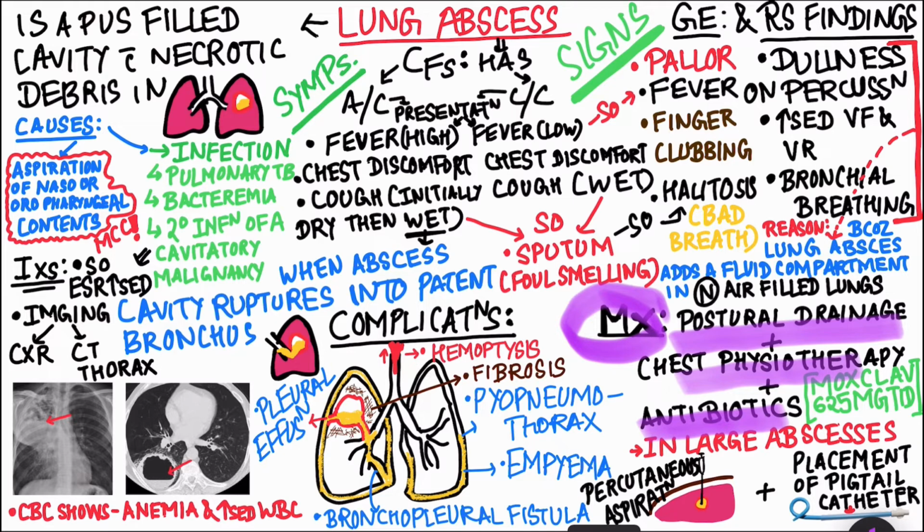In case of a large lung abscess, we can do percutaneous aspiration, as you can see here. With the help of a needle which is inserted into the lung abscess area, we just aspirate the abscess, and along with that we can put a pigtail catheter, which you can see here. This is the pic of a pigtail catheter. So pigtail catheter and percutaneous aspiration is done in case of a large lung abscess. So guys, this was about the topic lung abscess.